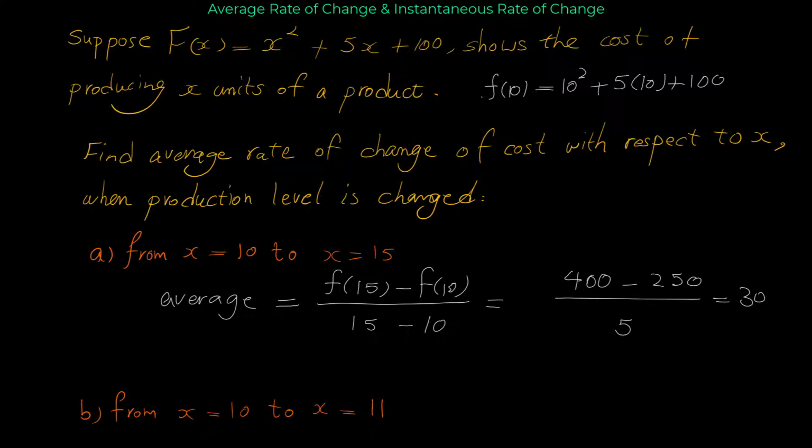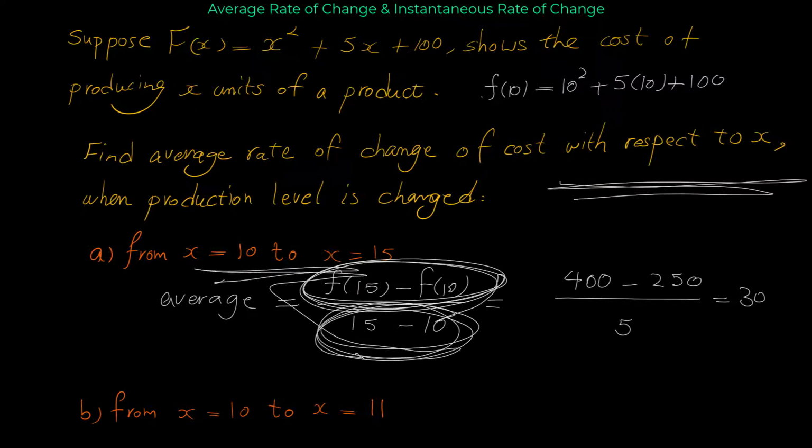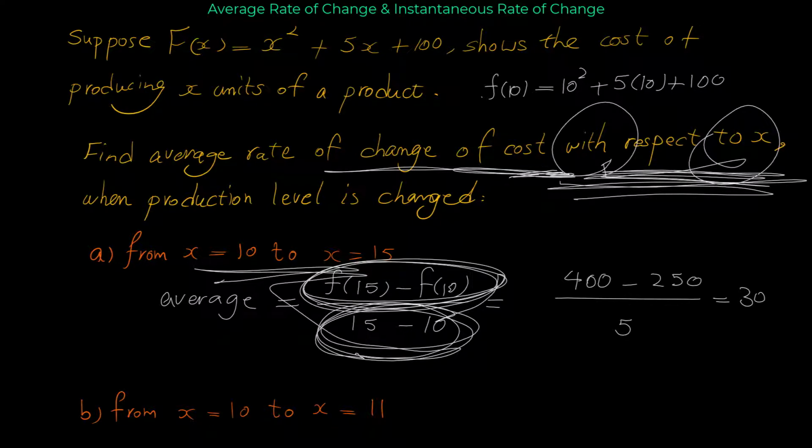So the average rate of change of cost with respect to x is 30. If you wonder why it's saying with respect to x, look at the numerator. The numerator shows the change in cost. The denominator shows the change in x values. That's the reason we say change in cost with respect to x, or we can think of it as over change in x.